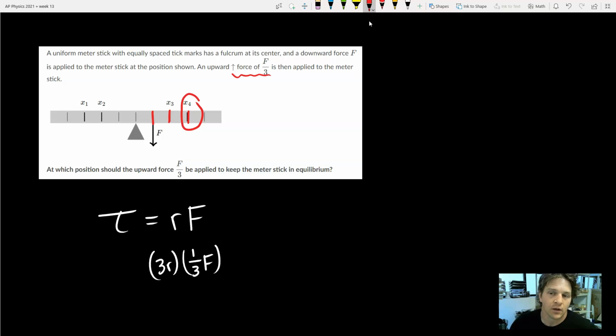Okay? So as long as you approach problems knowing what equilibrium means, it means the net torque is 0. And if we just combine those two torques, they need to cancel each other out.